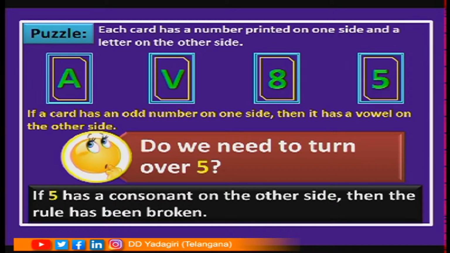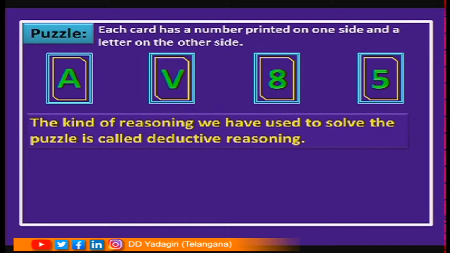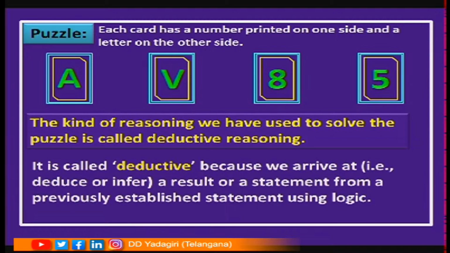So, what can we say, children, here? Out of these 4 cards, we need to just turn these 2 cards, that is V and 5, to solve this puzzle. This kind of reasoning we have used to solve this puzzle, we call it deductive reasoning. Why do we call it deductive reasoning, children? Because we are going to deduce or infer a result or a statement from a previously established statement using some logic. So, that is why this is called deductive reasoning.